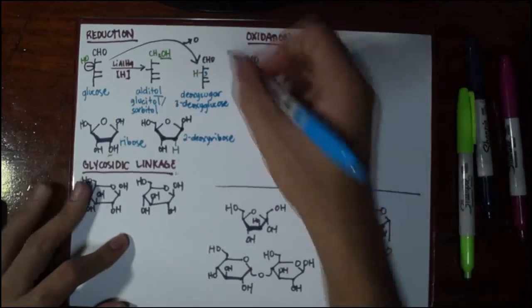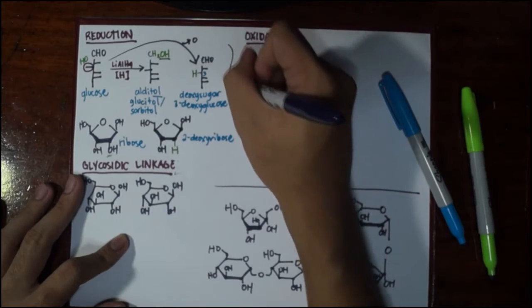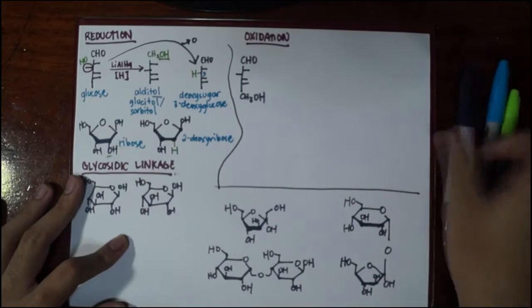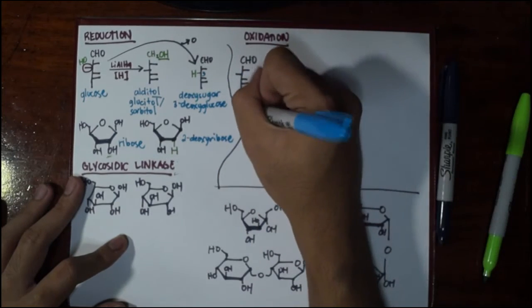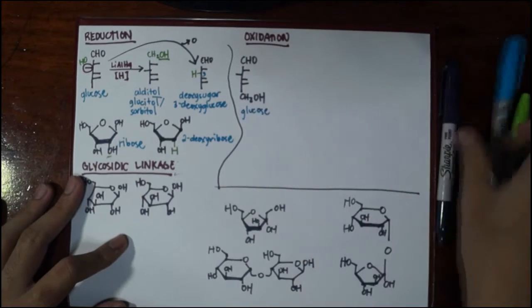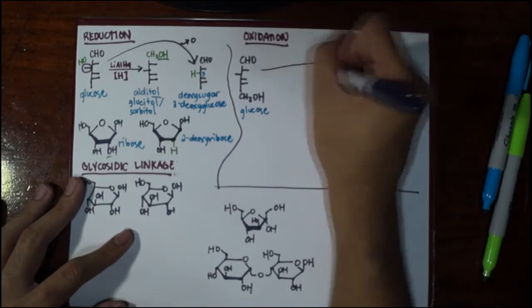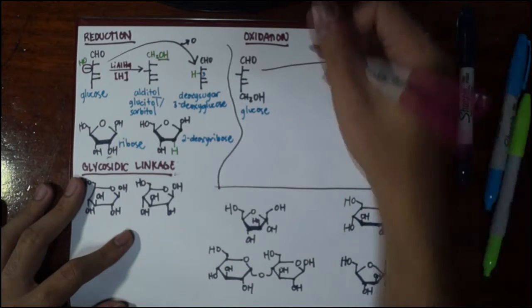Now, how about for oxidation? I'm going to add a divider so that it would become less confusing. So again, I have here glucose, which is an aldose. Oxidation can happen in 3 ways, depending on the reagent.